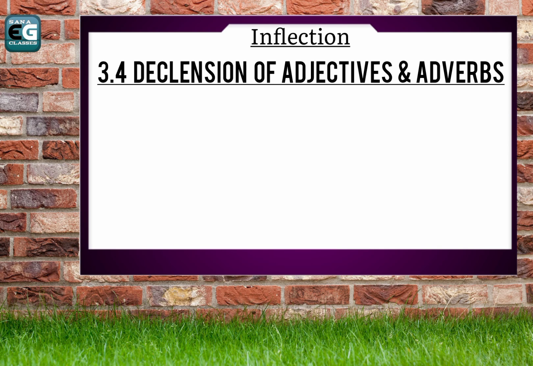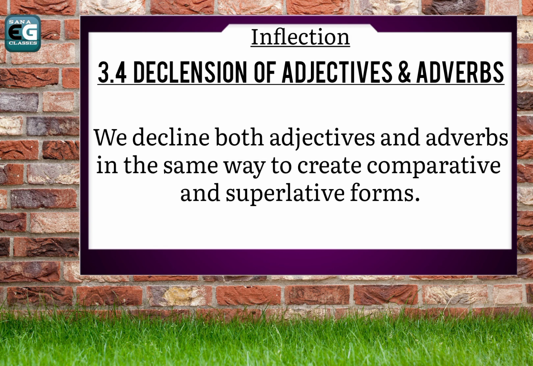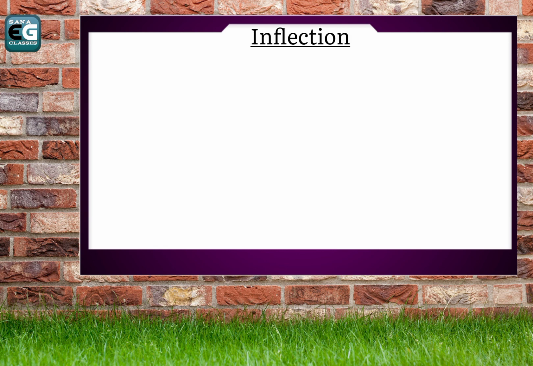And now, lastly, declension of adjectives and adverbs. We decline both adjectives and adverbs in the same way to create comparative and superlative forms. As the name suggests, comparative adjectives and adverbs are used to compare two people or things. Superlative adjectives and adverbs, on the other hand, identify someone or something with the highest or lowest degree of certain attribute.